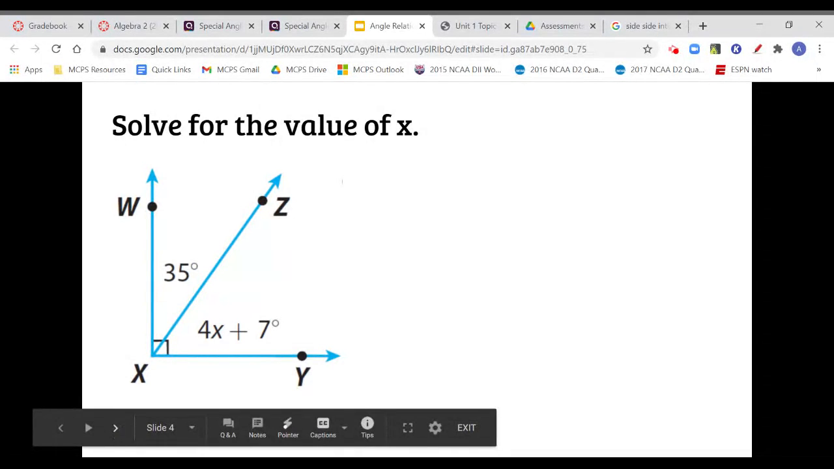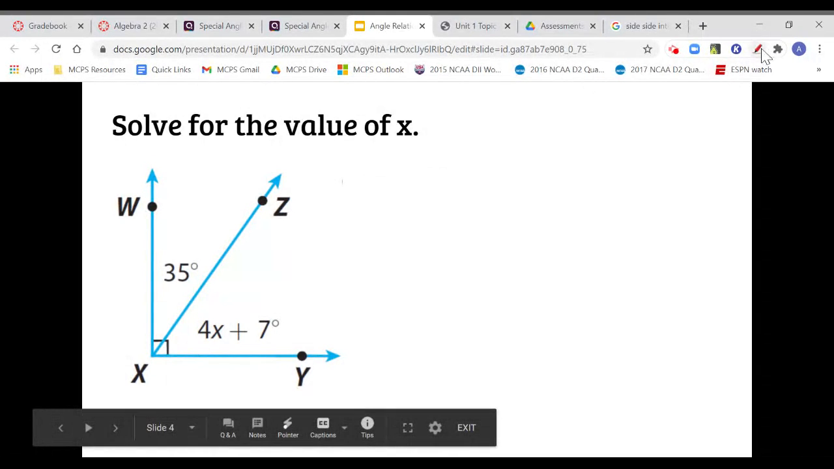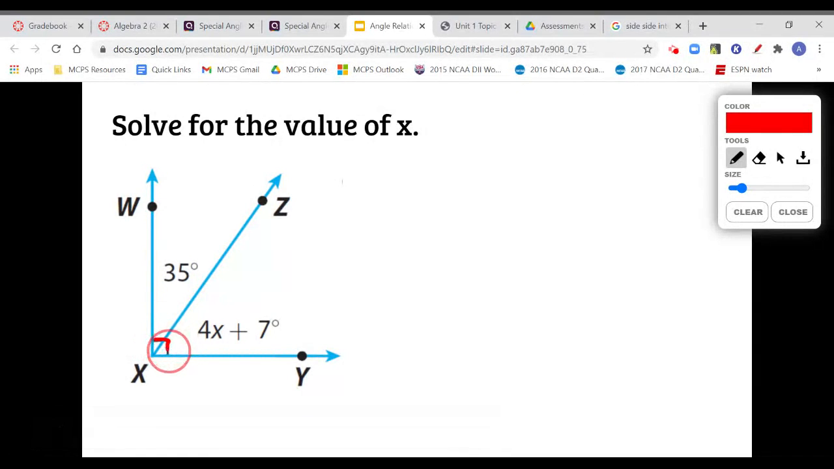Okay. Let's look at this example now. When we look at this example, the first thing that I personally notice is that we have a right angle marked here. So right here, you see that little box that's drawn in, that is indicating a right angle. And I know that a right angle is a 90-degree angle.